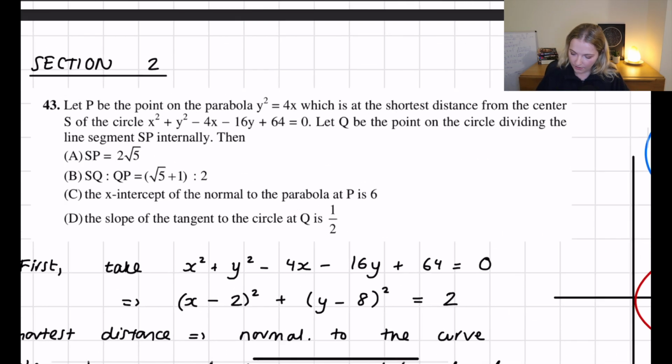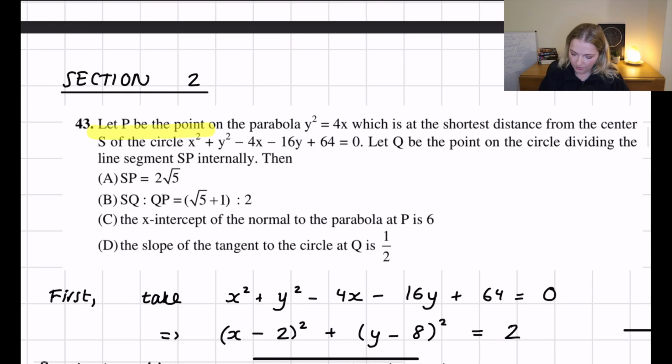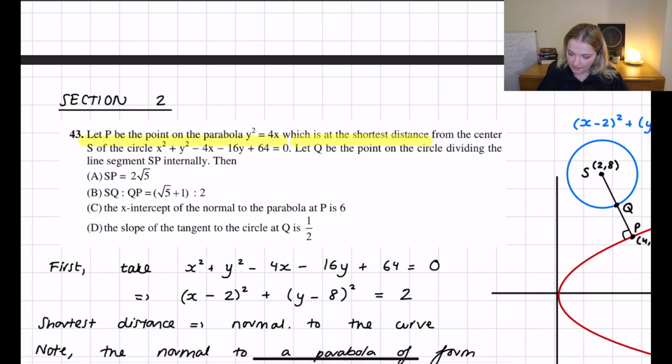Okay, so the question says, let P be the point on the parabola y squared equals 4x, which is the shortest distance from the centre S of the circle given by this equation here, and let Q be the point on the circle dividing the line segment SP internally. Then we need to deduce which of these is correct.